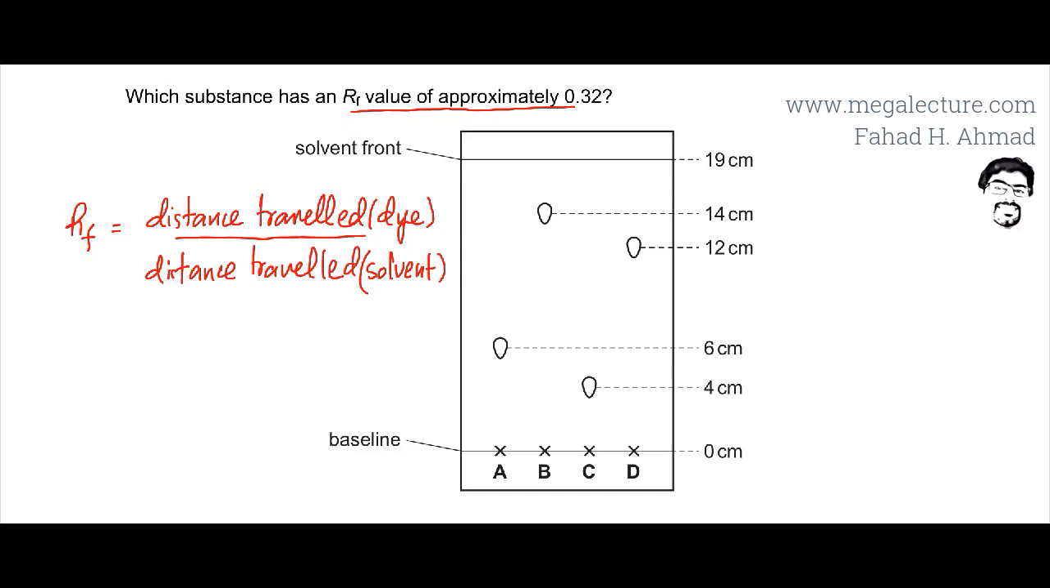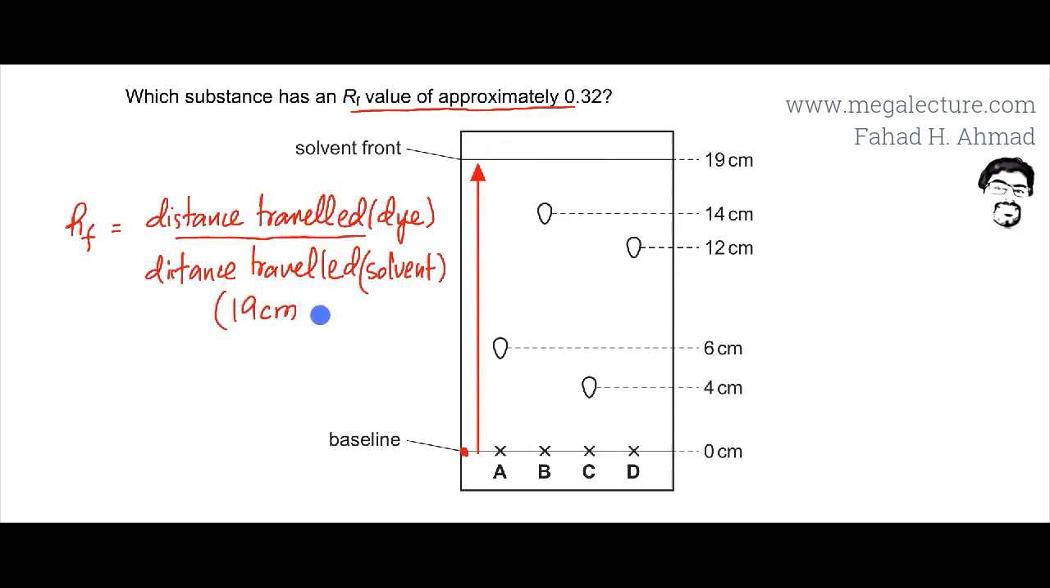Now, the distance traveled by the solvent is measured from the starting line or baseline. So this over here would be the distance traveled by the solvent. It travels from the starting line all the way up to the solvent front. So this is the solvent moving, and as the solvent dissolves the dye, the dye would travel with it. So these dye particles are also traveling with it. So the distance traveled by the solvent is going to be 19 centimeters. So this is given as 19 centimeters.